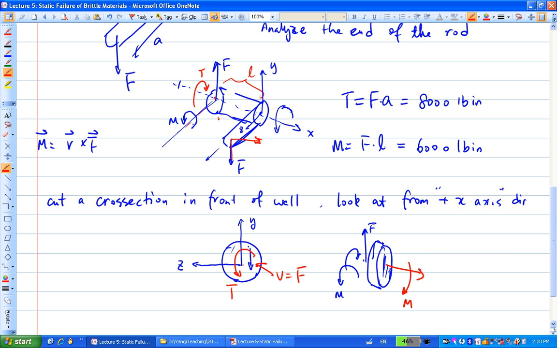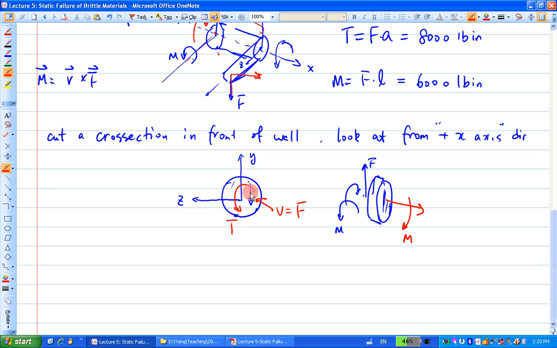Why is this important? Because when you analyze this critical location, you need to know what stresses there are on the cross section. Okay, so now we're ready to analyze this cross section.